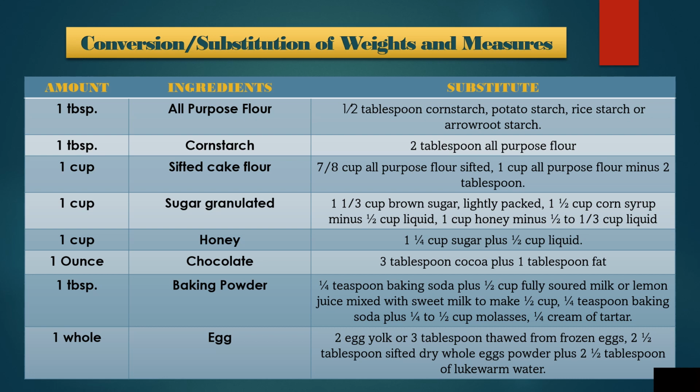We have the amounts, ingredients, and its substitute. So, for example, sa amount natin, we have 1 tablespoon of all-purpose flour. Tandaan, ito rin ay tinatawag na APF. Ang substitute niya is 1/2 tablespoon cornstarch, potato starch, rice starch, or arrowroot starch.